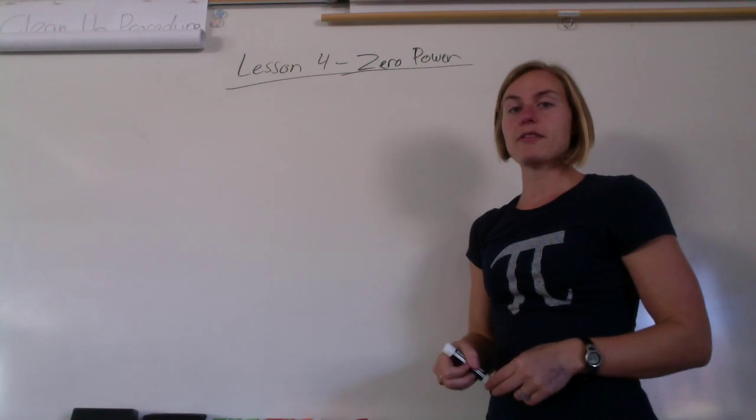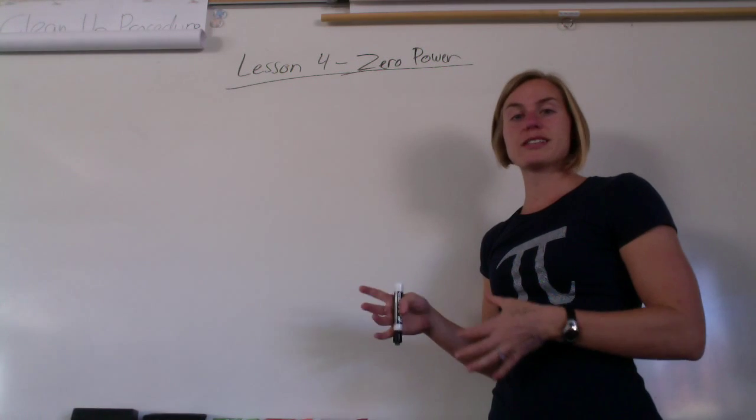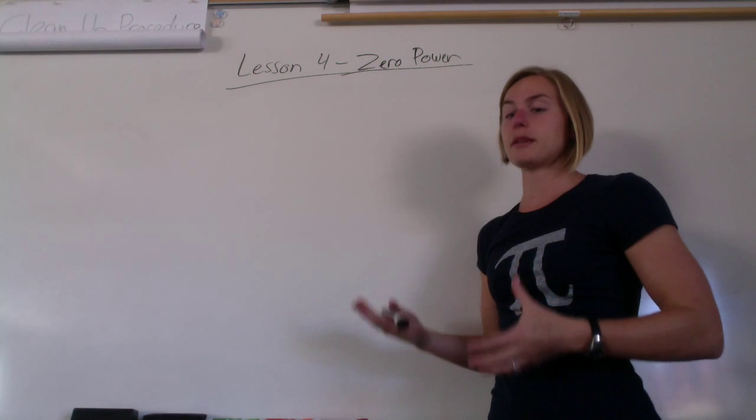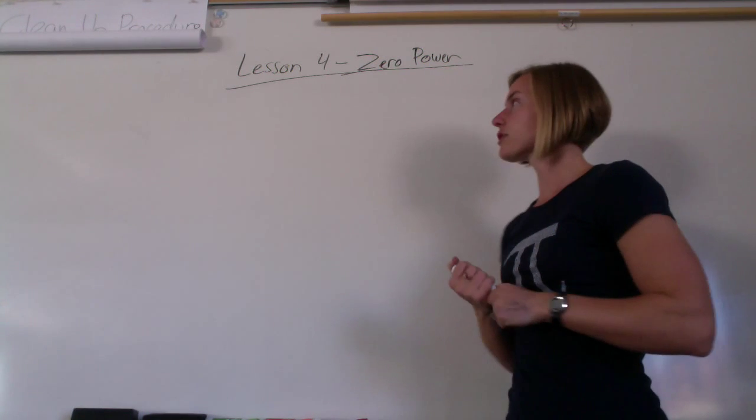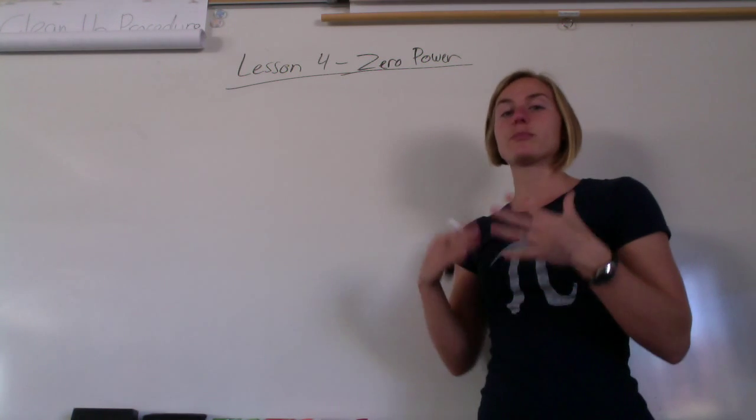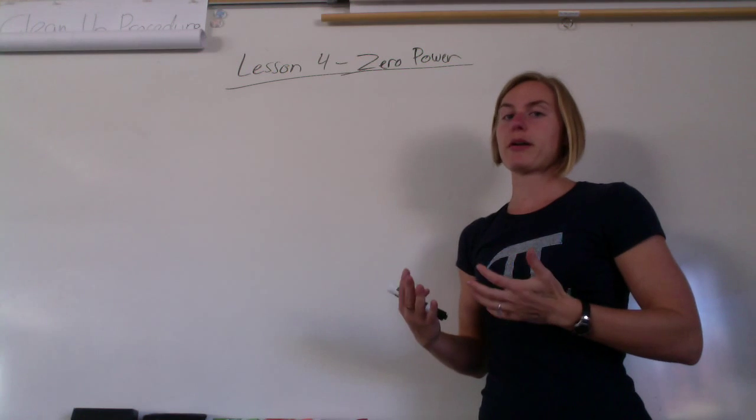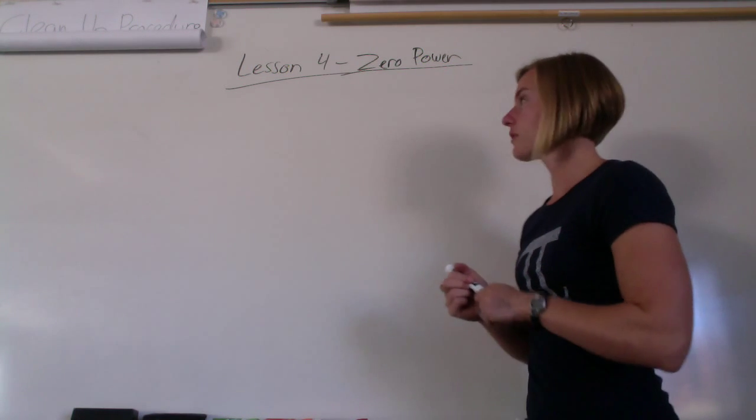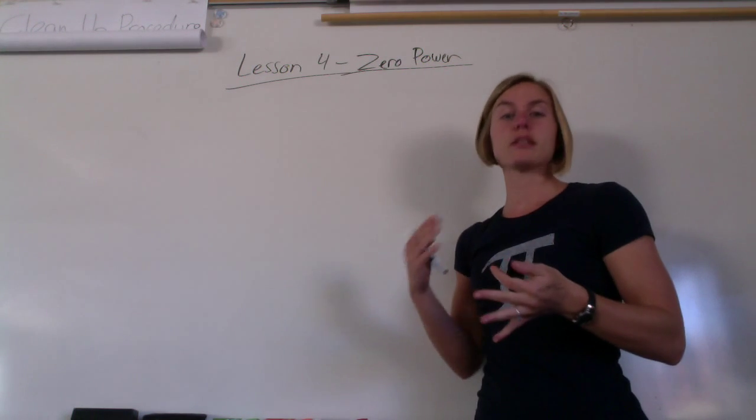Lesson 4 is about having a power of 0. We've actually already seen this in some other videos, so this is going to be a very short lesson. I'm going to show you a couple different ways of how we can prove that anything with a 0 power should equal 1. The first way is the pattern way, and this is the way that you've seen in a video.